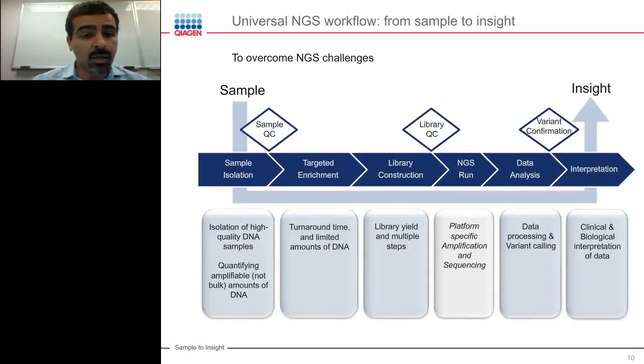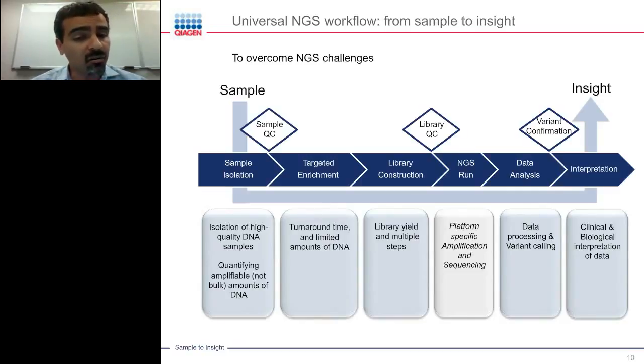So QIAGEN has built this universal workflow from sample to insight to overcome NGS challenges. I've broken down the NGS workflow into 6 individual modules, if I may call them, and 3 individual QC modules as well. And what I've done here is list the challenges associated with each one of these modules, just to give you an example of what it takes and what kinds of challenges you will go through along the way. So it all starts with sample isolation.